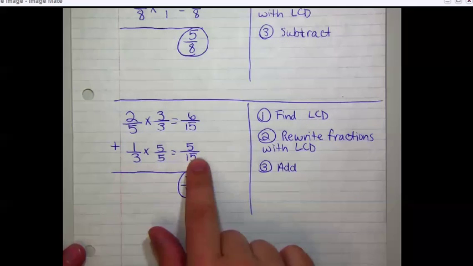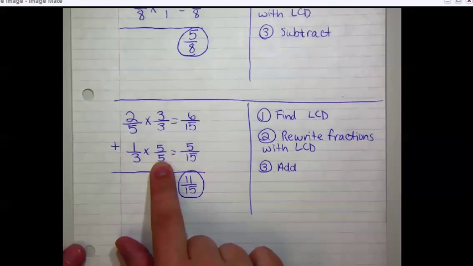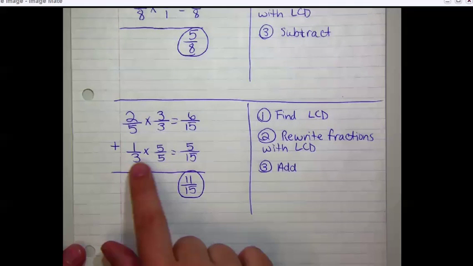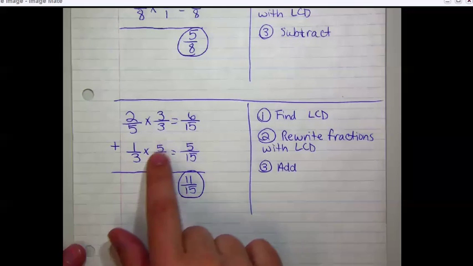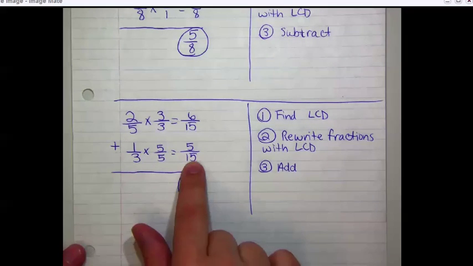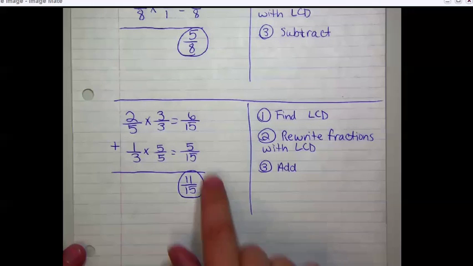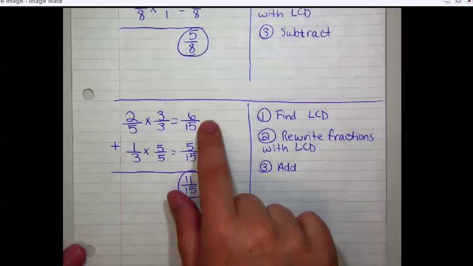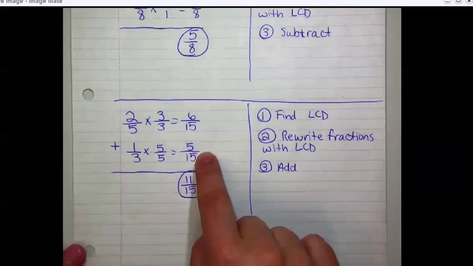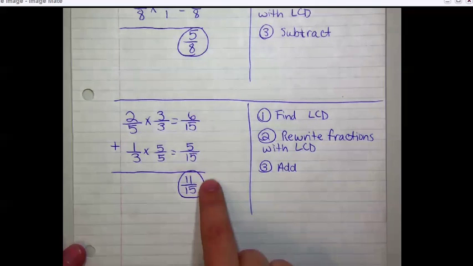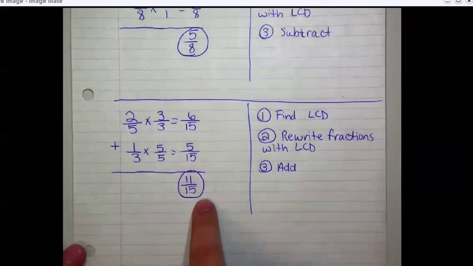And 3 times what is 15? Well, 3 times 5 is 15. And again, what I do to the bottom, I have to do to the top. And so 3 times 5 is 15, and 1 times 5 is 5. And now I can add, since I've rewritten my fractions, 6/15 and 5/15. And 6 plus 5 is 11. And so my answer is 11/15.